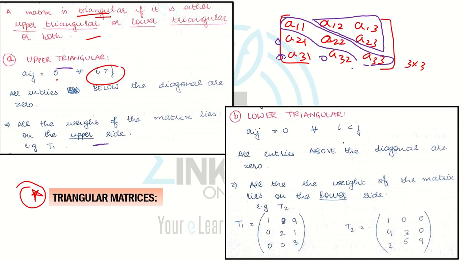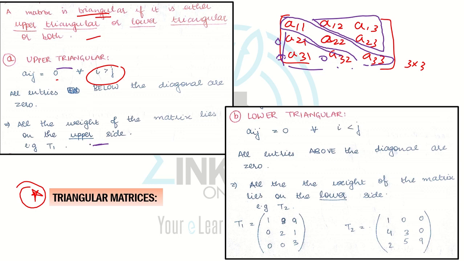Okay. Similarly, for lower triangular, it's the exact opposite. Aij is equal to 0 for all i less than j, which means that all of these elements become 0, and all the weight of the matrix is going to fall on this particular portion of the matrix, which is the lower triangular portion.